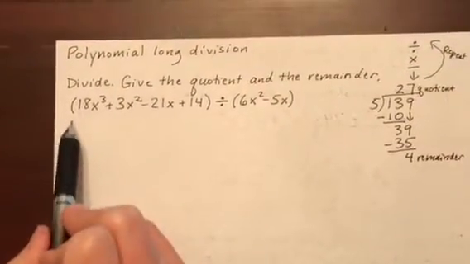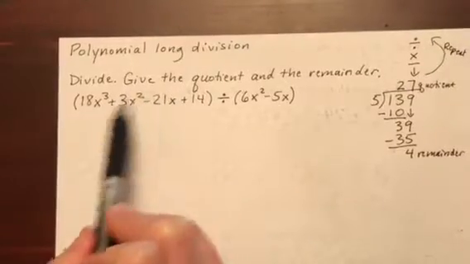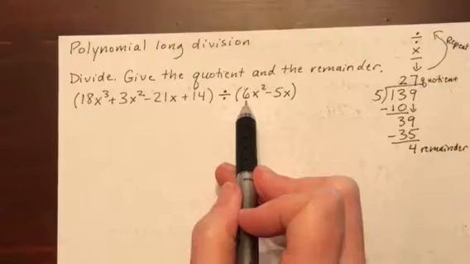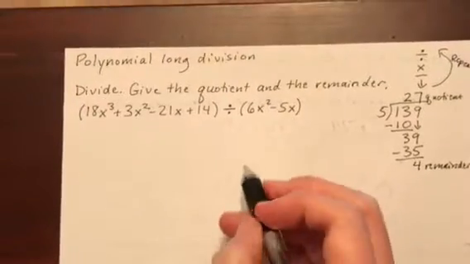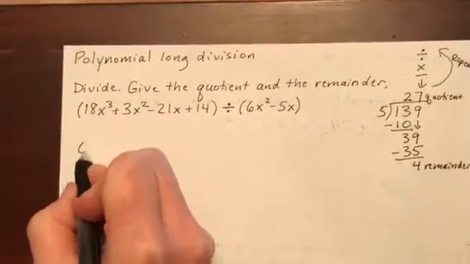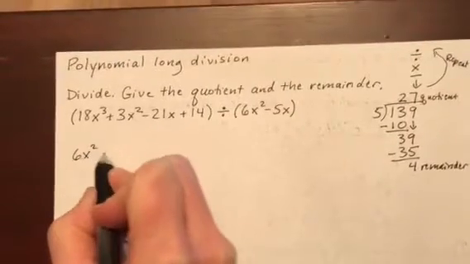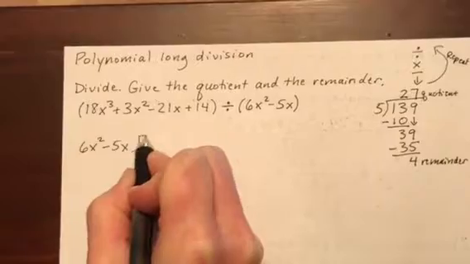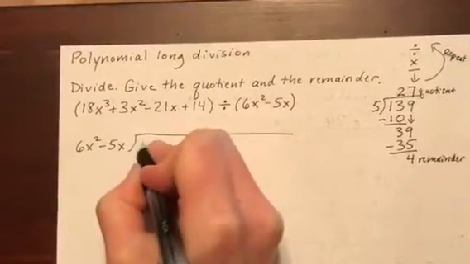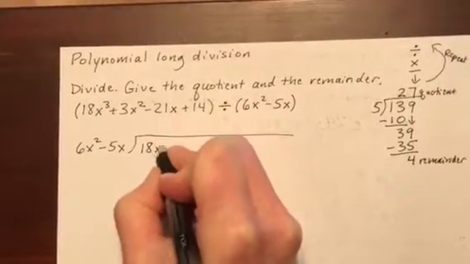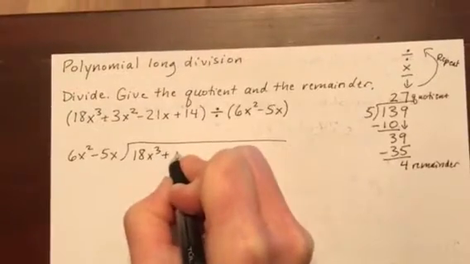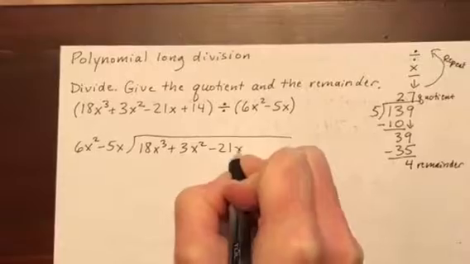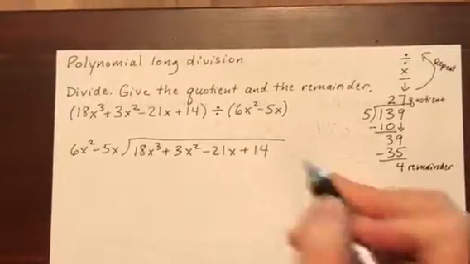So let's look at our example. Divide, give the quotient and the remainder. So here's our polynomial and what we're dividing by, which is a binomial. So let's write it just like a regular division problem. We're going to say 6x squared minus 5x. How many times does that go into this longer polynomial? 18x to the third plus 3x squared minus 21x plus 14.